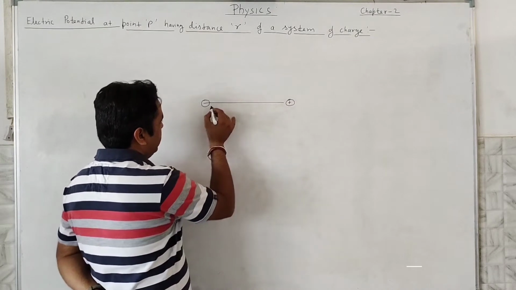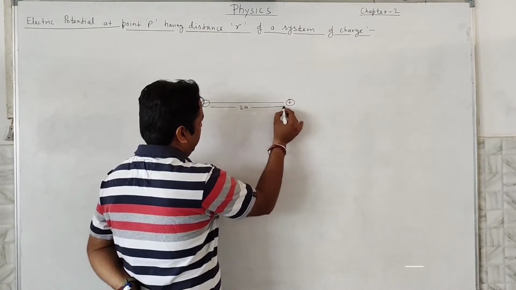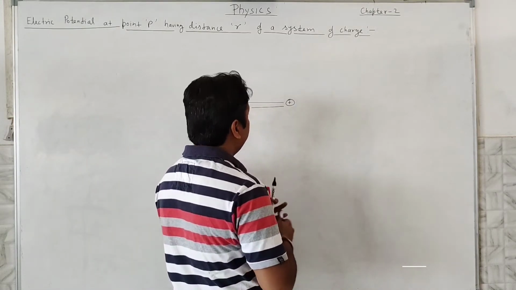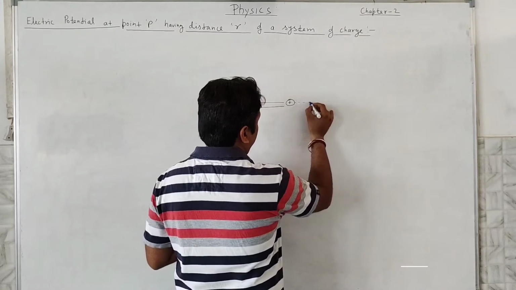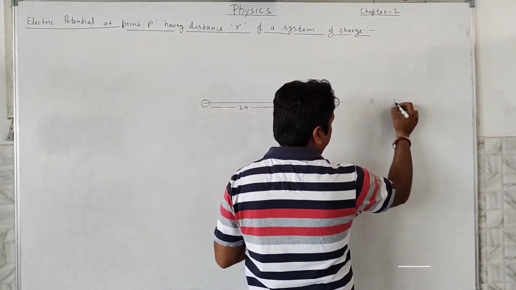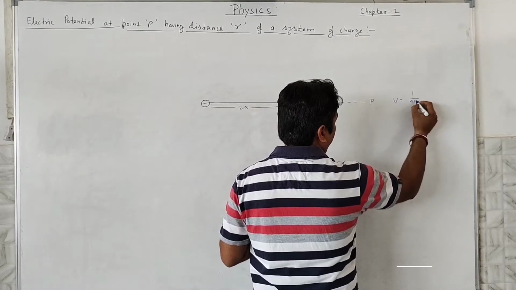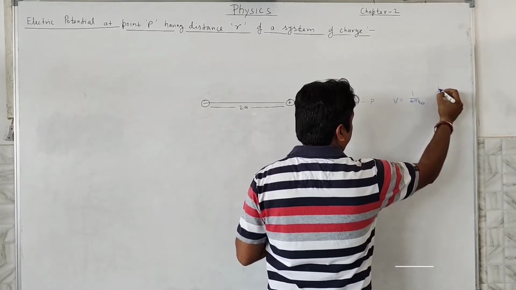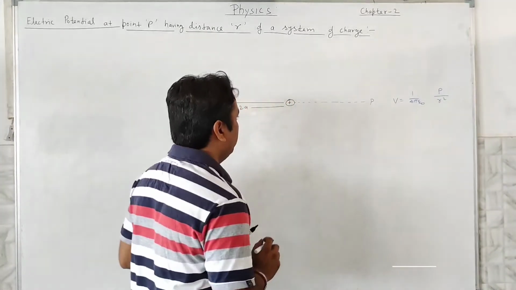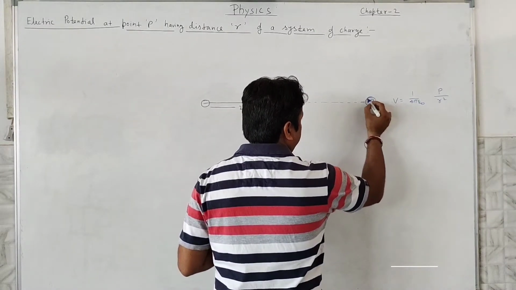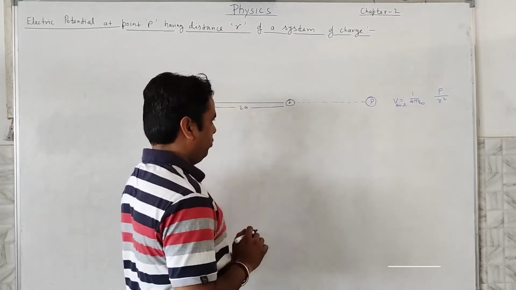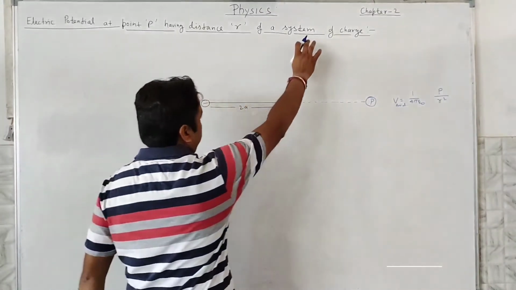In these cases we have discussed the electric potential at the axial point P. What did it come to? It came V is equal to 1 upon 4 pi epsilon naught P upon R square. So that one is the axial case, in the first video of this system of charges.